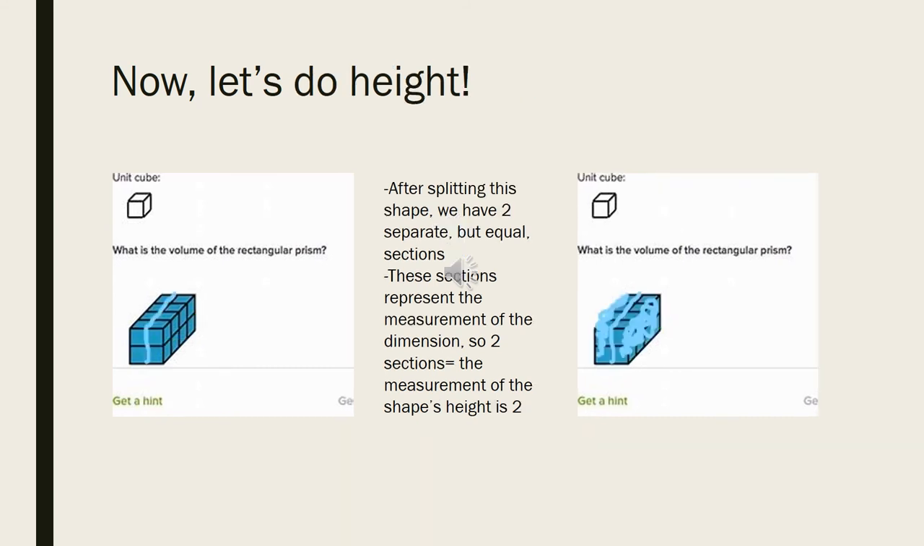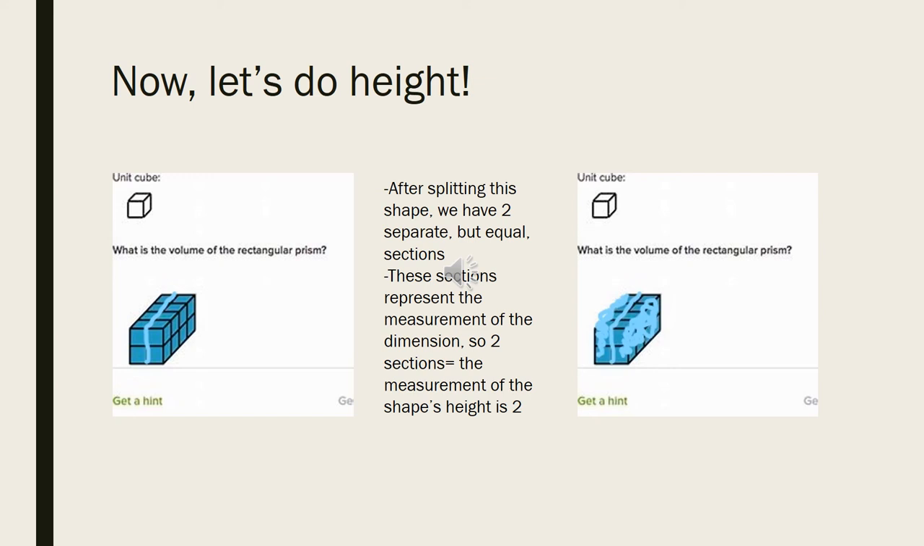Now we're going to apply this same rule to find our height. While we did split it down the middle horizontally to find the depth, we are splitting it vertically, which is more so up and down as opposed to left to right. We are separating it vertically to find our height. And then, just like last time, we are counting the amount of sections we have.